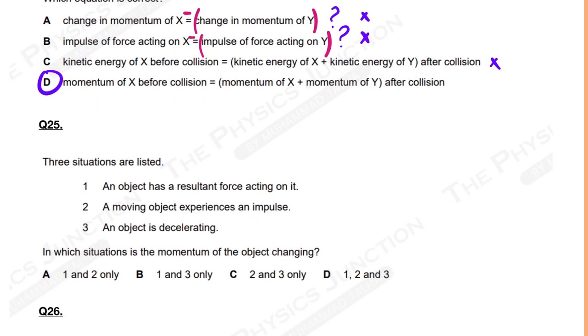25. Three situations are listed. An object has a resultant force acting. A moving object experiences an impulse. An object is decelerating. In which situations is the momentum of the object changing? If a resultant force acts, by definition there will be a rate of change of momentum, so it would change. Impulse is just called the change in momentum, so the momentum would also change in this situation. And when the object is decelerating, again there would be a change in momentum. So all of these have changes in momentum.